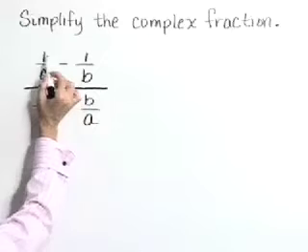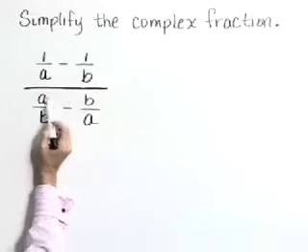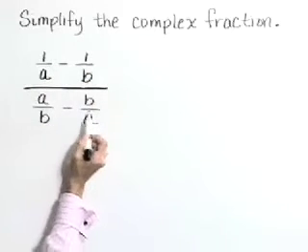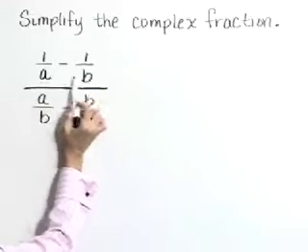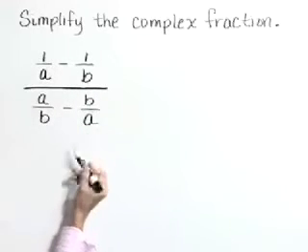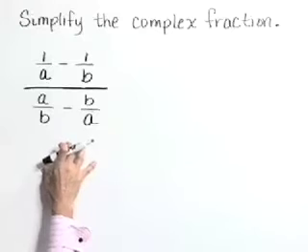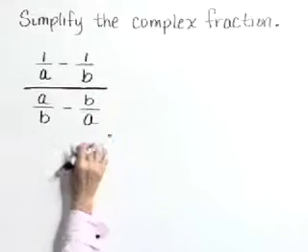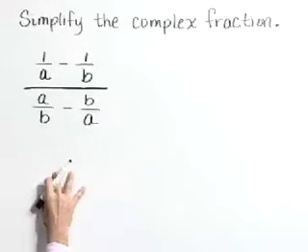What do we mean by minor fractions? They are this 1 over a, the 1 over b, the a over b, and the b over a. So as we look at these denominators, we see factor a and b. So our lowest common denominator of each of these minor fractions is ab.